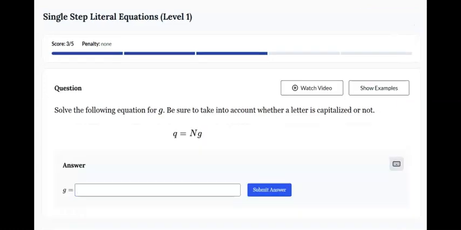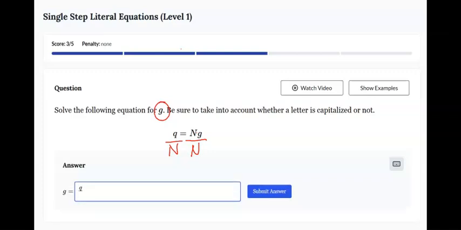In this problem here, we want to solve for lowercase g. So we're going to do the inverse of multiplying by n, which is dividing both sides by capital N. So when we type our response, we're going to type a Q, a division sign, and then we'll be able to get our letter N down there.